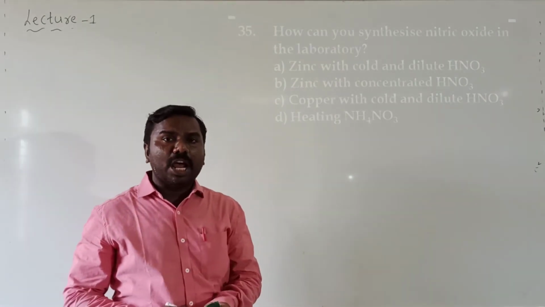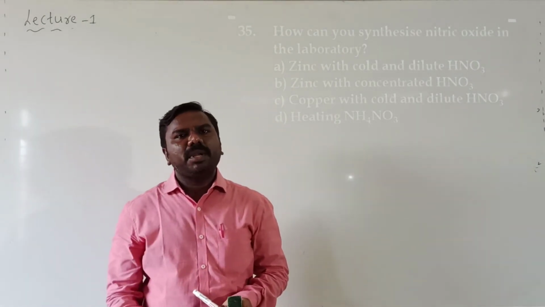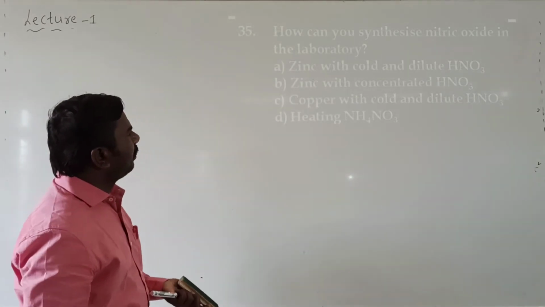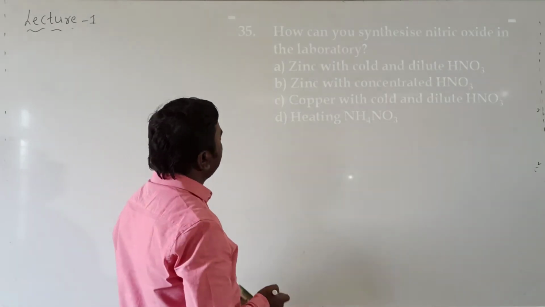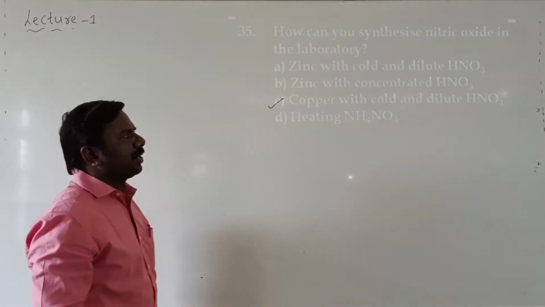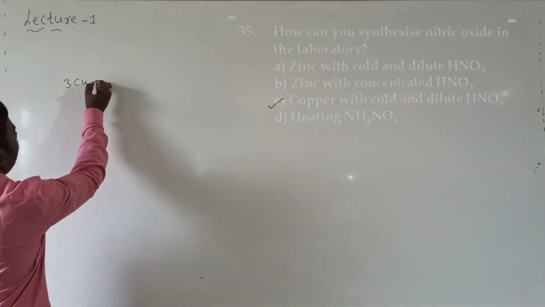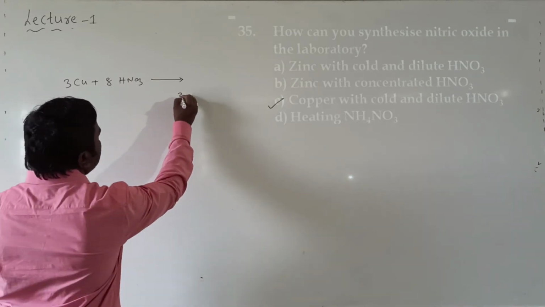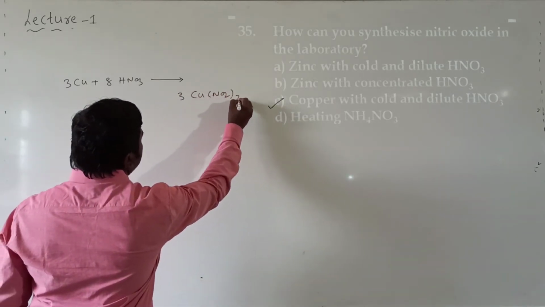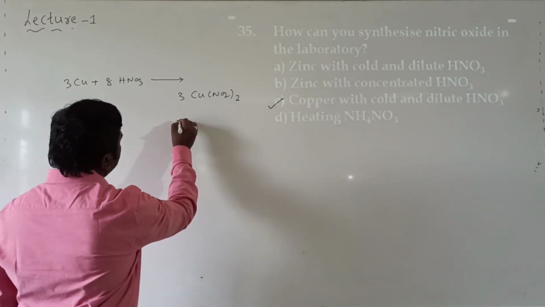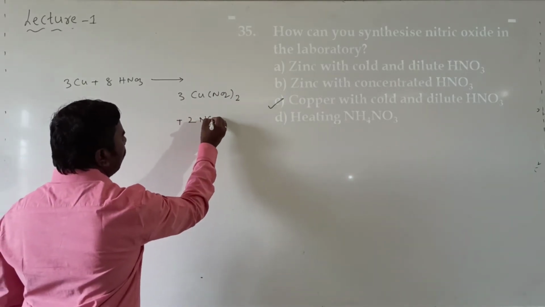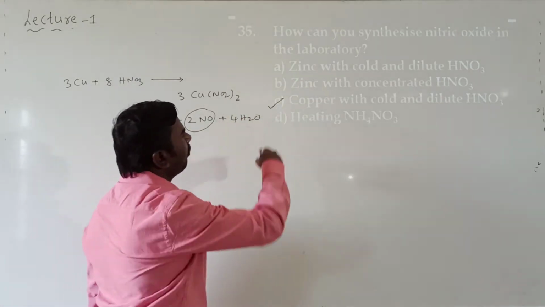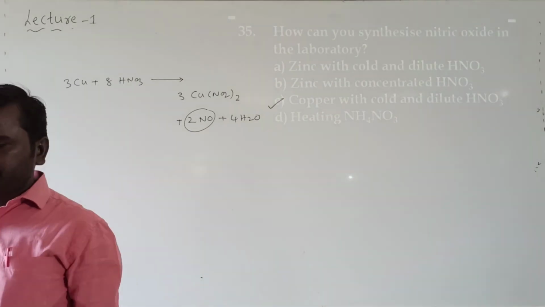Nitric oxide means NO. Nitrous oxide means N2O. A lot of differences there. So now I will check which one: copper with dilute HNO3. 3Cu plus 8HNO3 gives 3Cu(NO3)2 plus 2NO plus 4H2O. This is nitric oxide. Remember. Option C, correct.